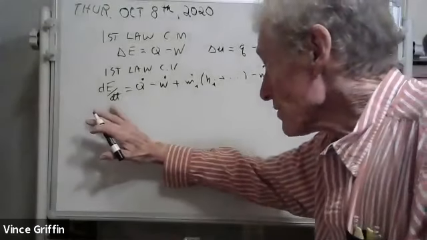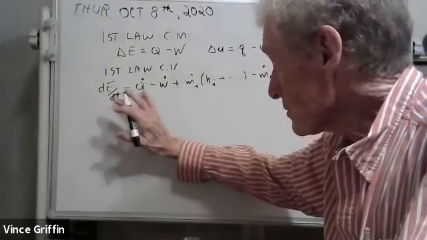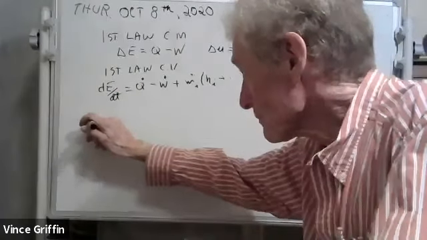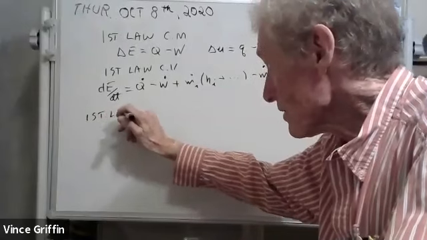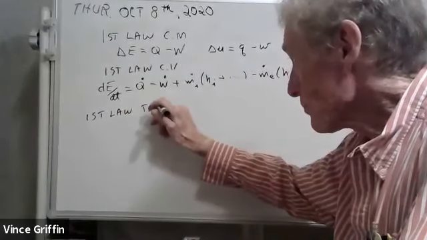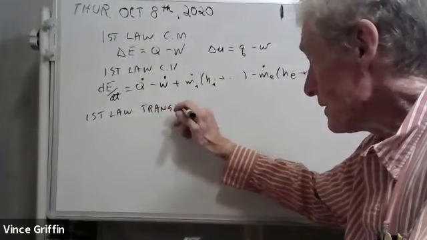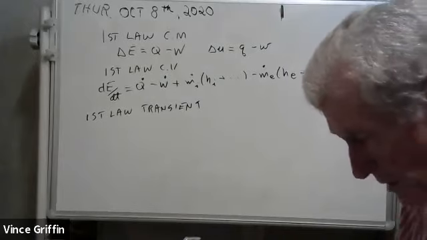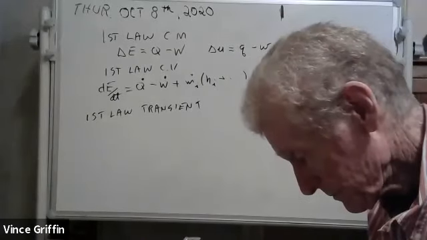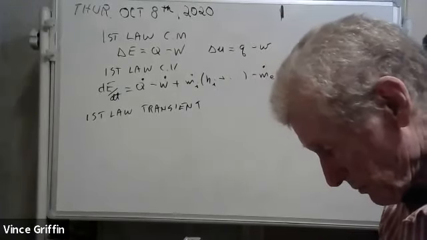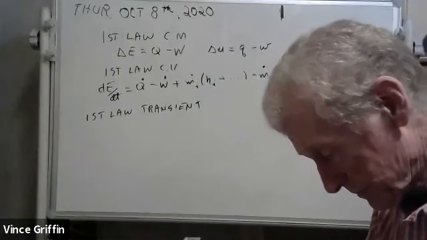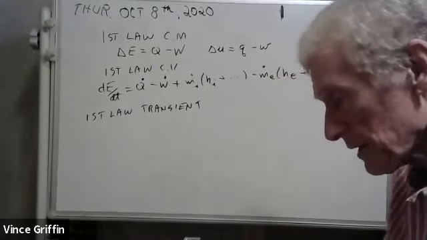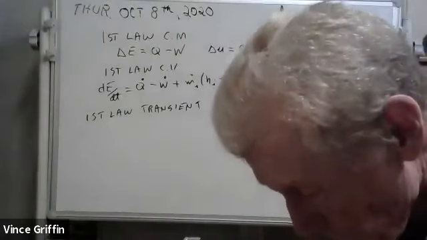And this one is the first law for controlled volumes, but there's another first law for transients, transient processes. Now, there's a section in your chapter about it. Let me show you where it is here. See if I can find it here. Transient problems. What that is when you start up a turbine, for instance, this is on page 131.